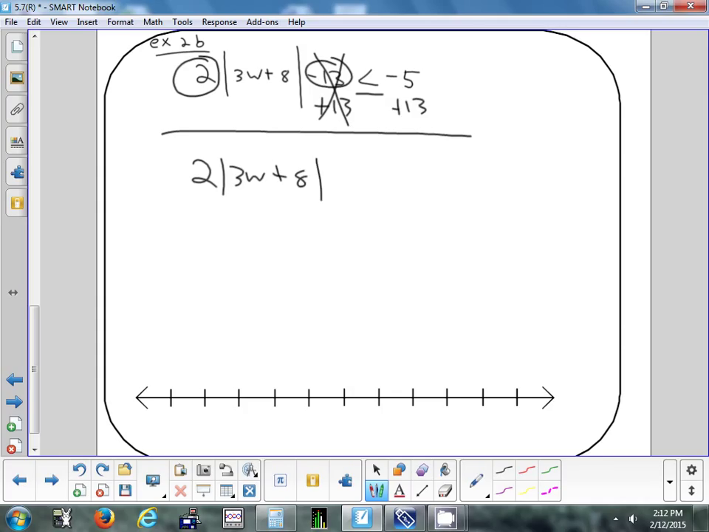Okay, on the left-hand side, you still got the 2. Okay? We're going to deal with that in a second. What's negative 5 plus 13? 8. Divide by 2. Okay, then what do we do? Divide by 2.